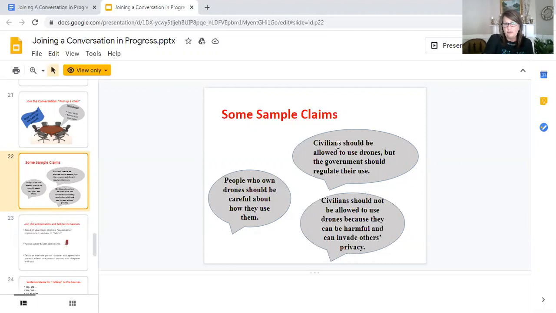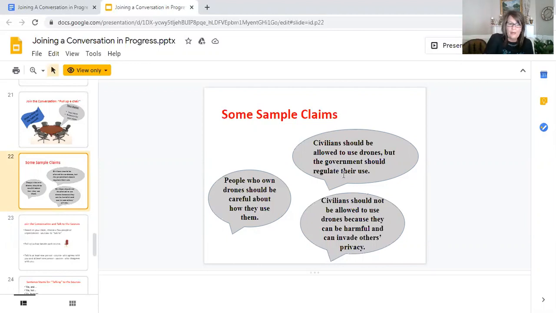Civilians should be allowed to use drones, but the government should regulate their use. There was plenty there that I could find to back up that claim. There's some nuance there, some conditions. Yes, they should, but the government should regulate the use. And I could find lots of reasons why civilians should be allowed to use them. Farmers were using them to good effect and fighting mosquitoes, and that made a huge difference. So they are used to good effect, but they must be regulated because of the harmful things they do when they're not.